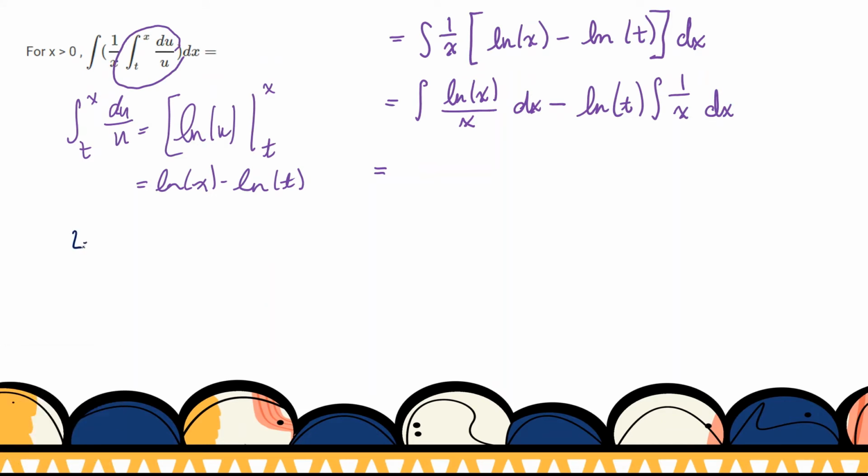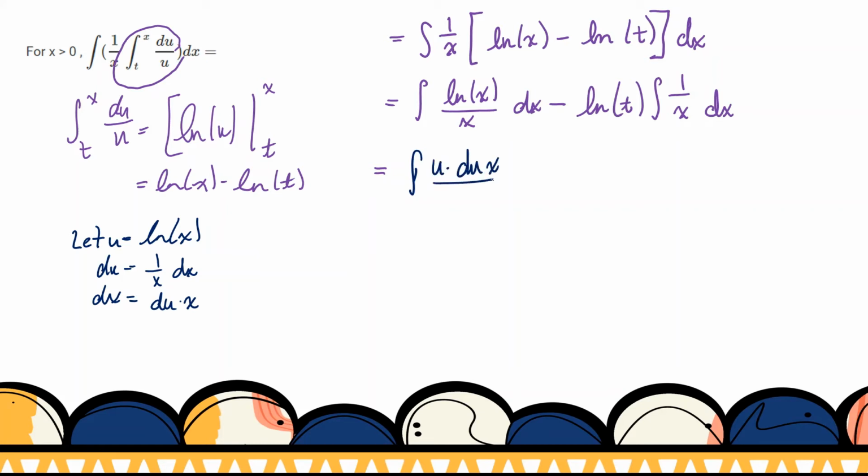So if I were to let u equal the natural log of x, du would equal 1 over x dx. So that dx would turn into du times x. So I could change this, right? If natural log of x is u, this turns into u times du x over x. So those cancel out. Minus the natural log of t times the natural log of x.